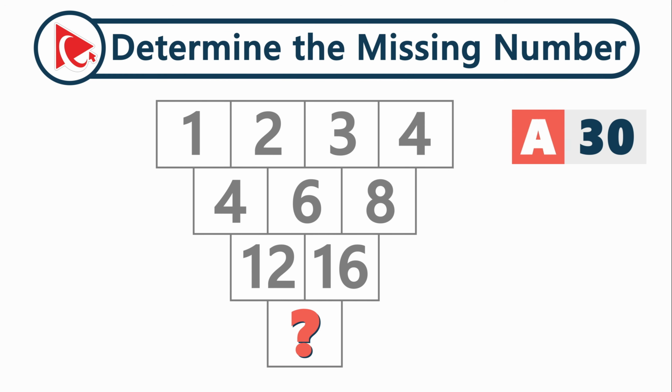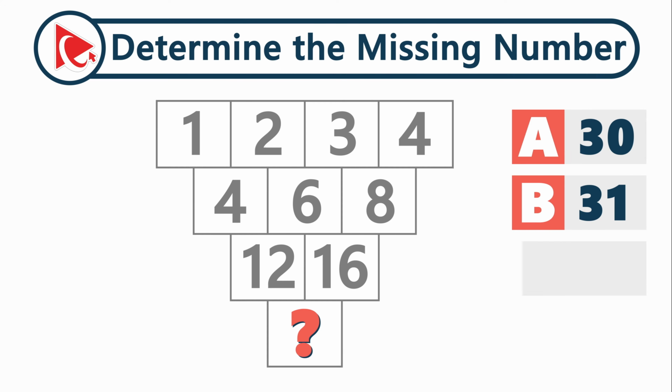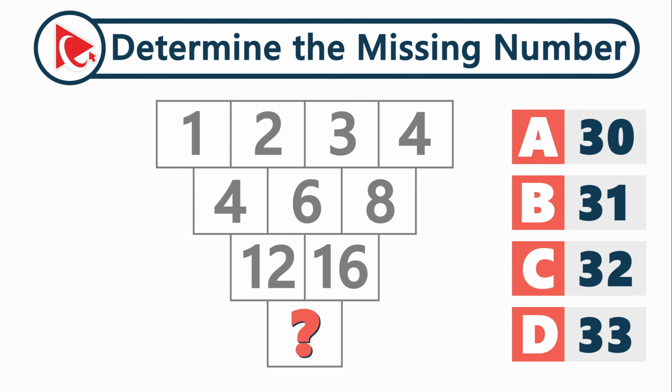Choice A, 30, choice B, 31, choice C, 32, and choice D, 33. When you have your answer ready, I'll walk you through the solution. Let's begin.